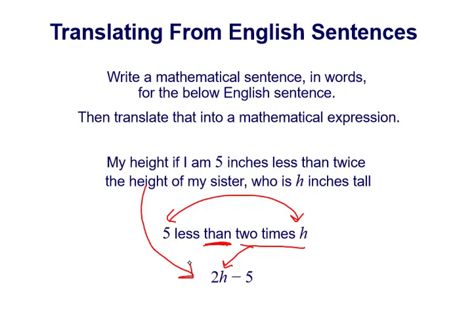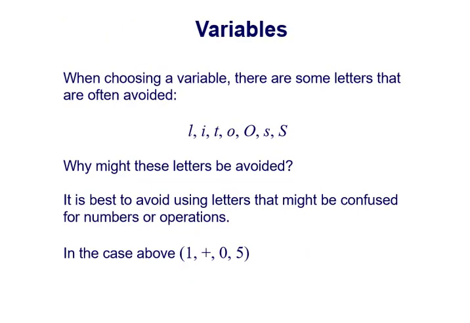Now, if you notice, I'm telling you that for the height of my sister, we're using the variable h. In almost all of these examples I've shown you, I use a variable that's given to me. But sometimes you have to pick which variable you're going to use. Now, you really can use any letter you want, but there are letters that we want to avoid. Letters like l, i, t, o or capital O, little s, capital S, all of the lowercase versus uppercases. But think, why are these letters on this list? Why would we want to avoid these letters?